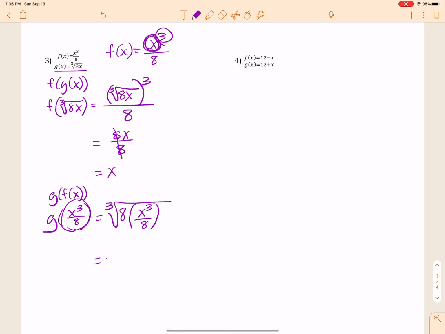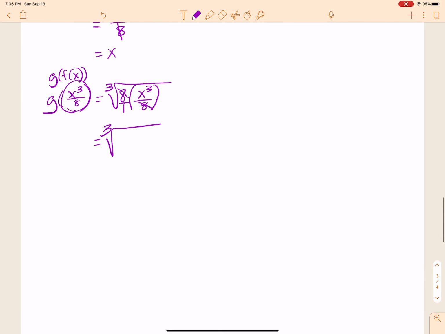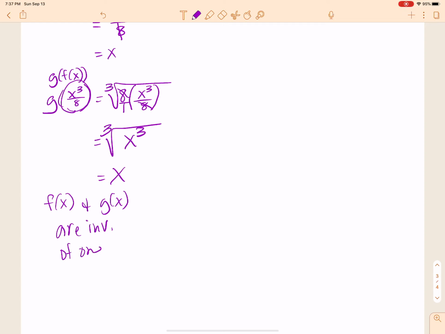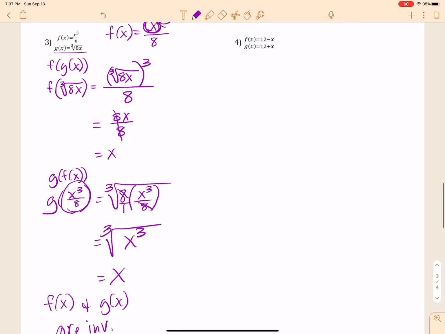Okay, so we're going to simplify inside our cube. So the 8's reduce because this is understood to be x over 1, and I end up with the cubed root of x cubed. What is the cubed root of x cubed, Miss Griggs? It's x. Look at that. F of x and g of x are inverses of one another. Yay! Or of each other, whatever.